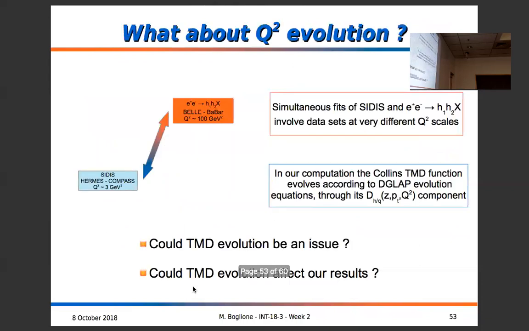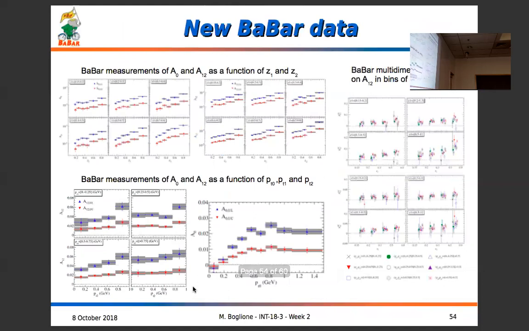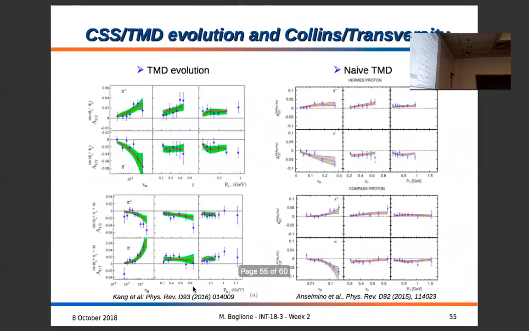For the Collins function, we had a lot of discussion this morning. Rather recent data are now available, and BaBar has made some measurements which, for the first time, are actually detecting the intrinsic transverse momentum of the Collins function in the Collins asymmetries in e+e-. However, also in this case, the difference between TMD evolution and a naive TMD, or no TMD evolution, if you want, is very, very feeble.